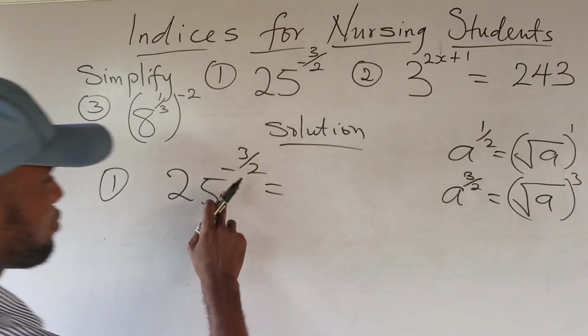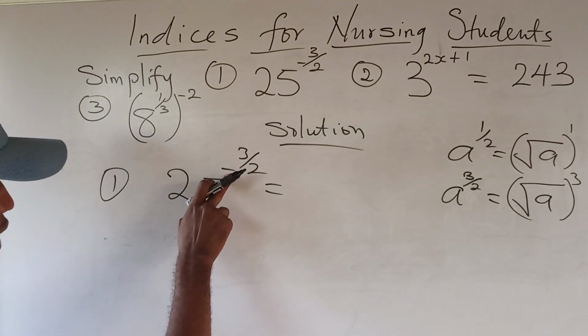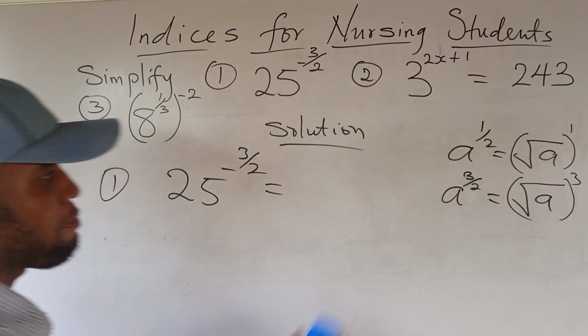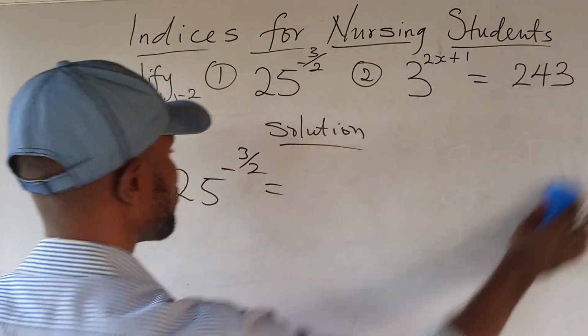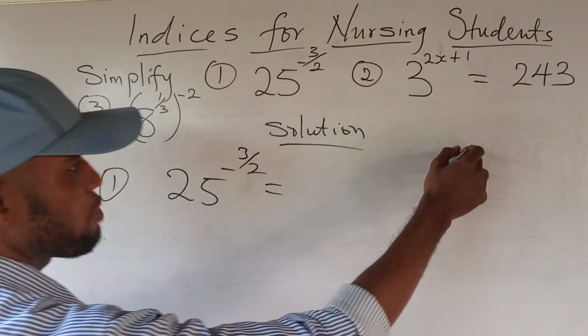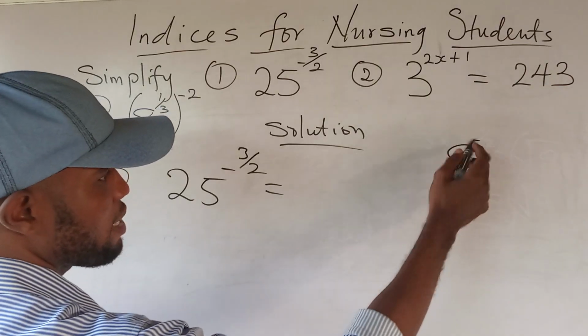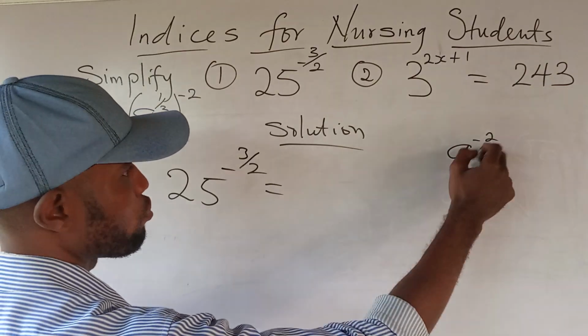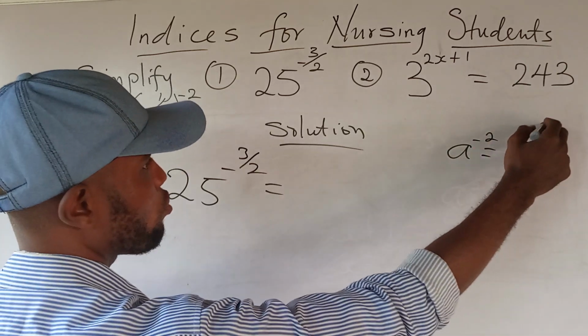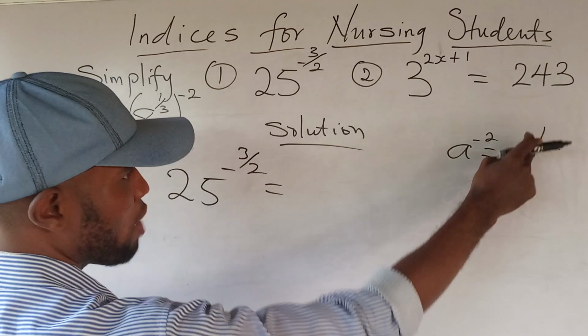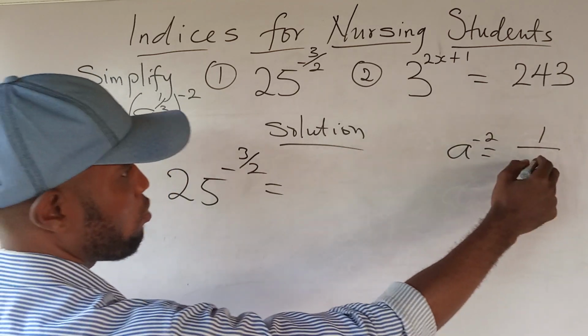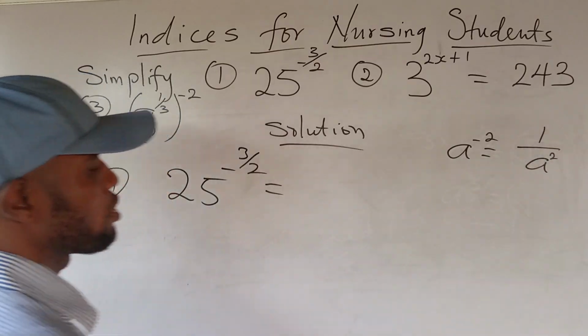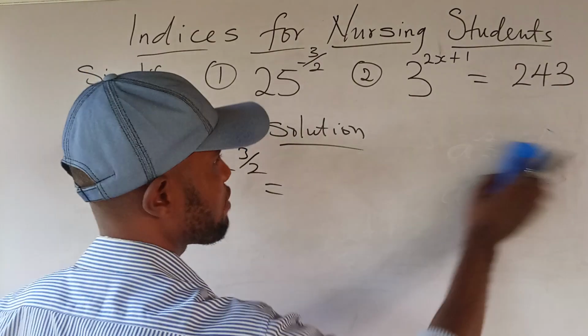But in this case now we have minus at the power. Now to remove that minus, anytime something is raised to power minus, let's say a raised to power minus 2, it is the same thing as saying 1 all over a raised to power 2. So when you say 1 all over, that minus is gone. So that is just the concept of that.